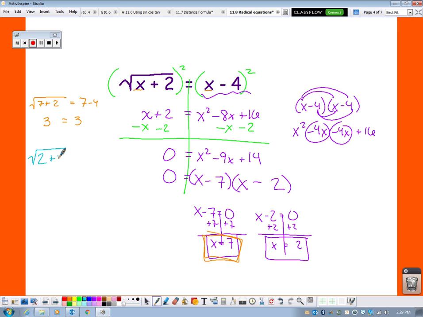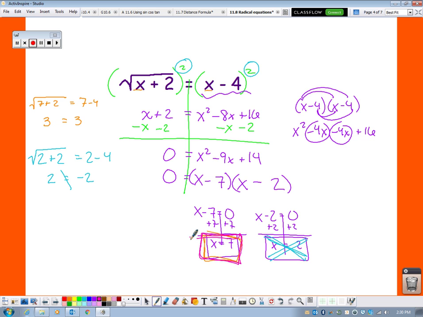So here we go, putting 2 in for x. 2 plus 2 is 4. Square root of that is 2. And 2 minus 4 is negative 2. Uh-oh, is 2 equal to negative 2? Not so much. Therefore, this is not really a solution. It's an imposter created when we squared both sides of the equation back at the very beginning. So the only solution to this particular equation is x equals 7.